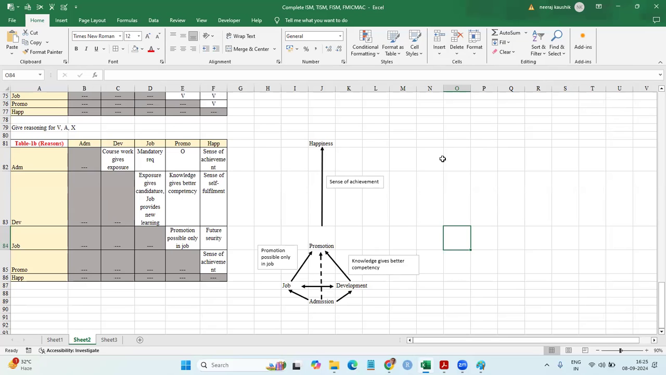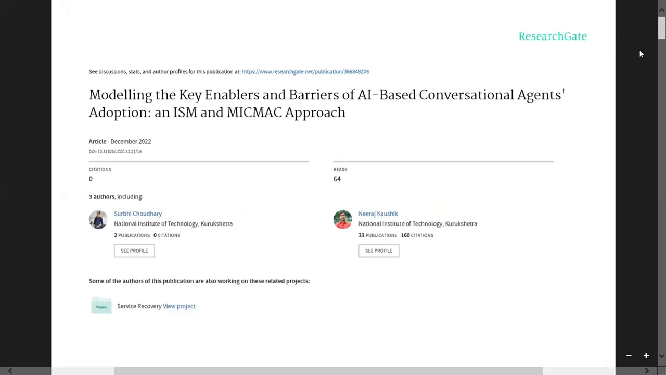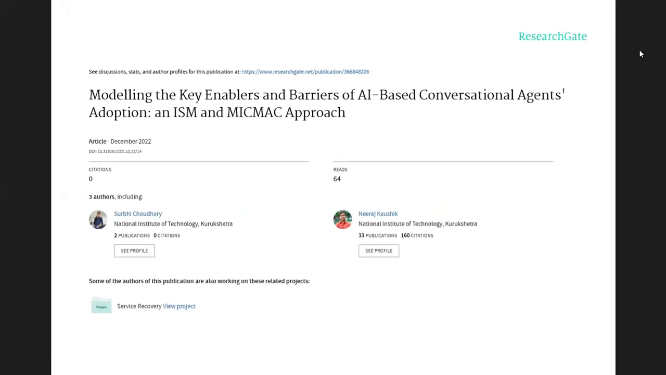So at this point, let me show you 1-2 papers where people have used the ISM and the TISM, and then you will be in a better position to see, and some of your queries which are left out can be answered there. This is a paper written by one of my scholars. It says modeling the key enablers and barriers of AI-based conversation agent adoption, ISM and the MICMAC approach. Yeah, good. I forgot to talk about MICMAC. I will just come to MICMAC. So AI-based conversation agents are something like Alexa, Apple Siri, Cortana, etc.